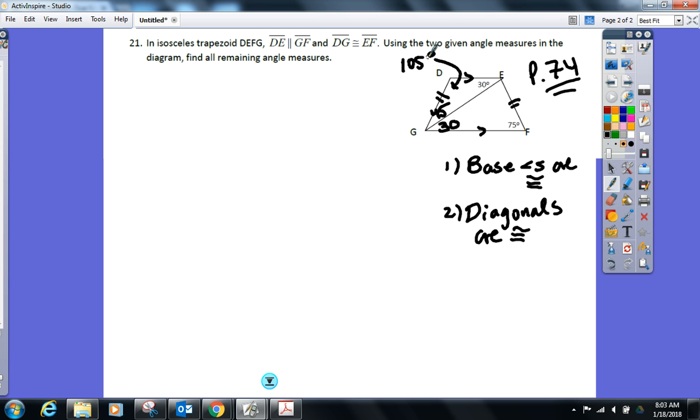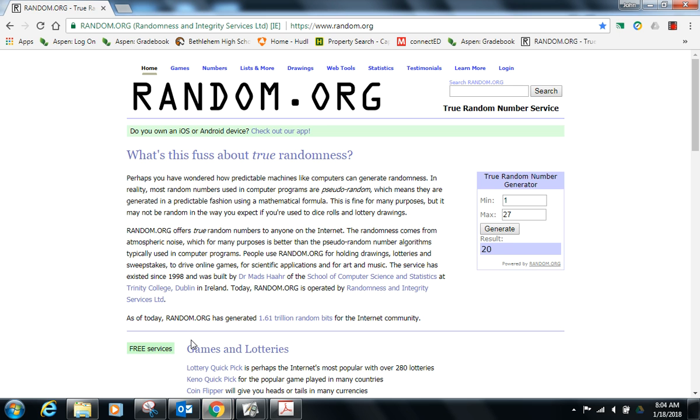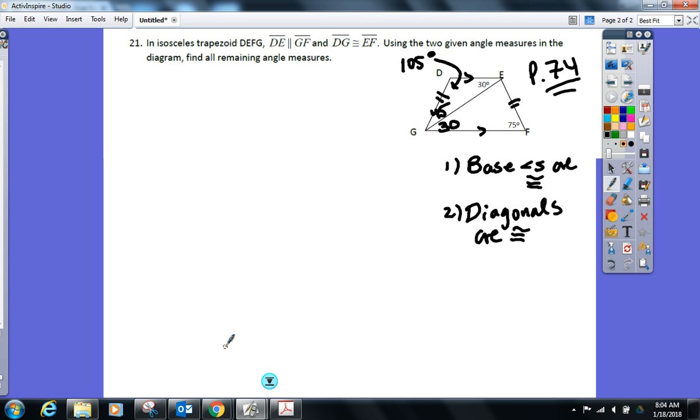Okay. One more angle, GEF. I'm looking for one more angle, GEF. How'd you get it? Yep, angles add up to 180 in a triangle. Or you could have said base angles are congruent. So these top two base angles had to both be 105 degrees.